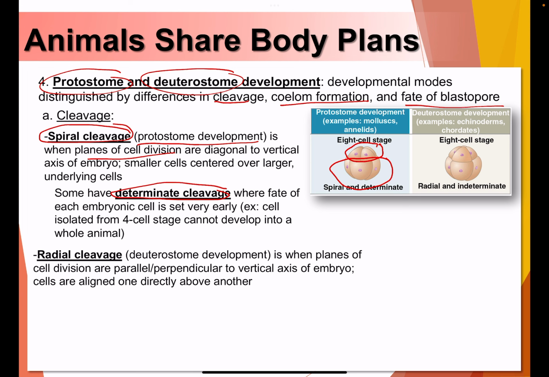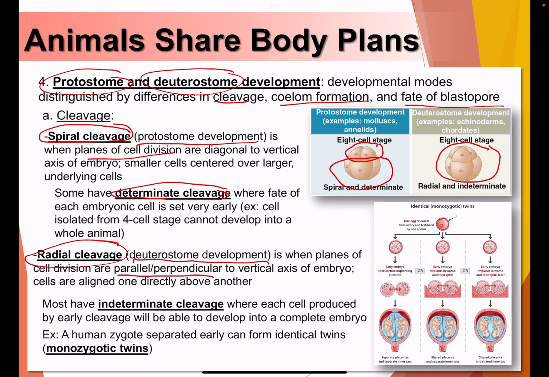Radial cleavage is then the other type of cleavage, with deuterostome development. That's when the planes of cell division are parallel or perpendicular to the vertical axis of the embryo. And you can see here in this embryo that the cells are aligned perfectly, one directly above another, and that they are about similar size. That's what we mean by radial cleavage.